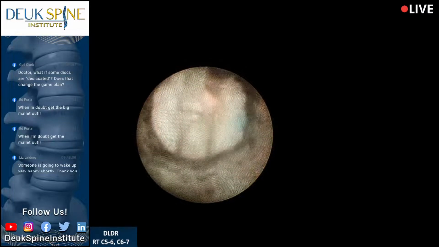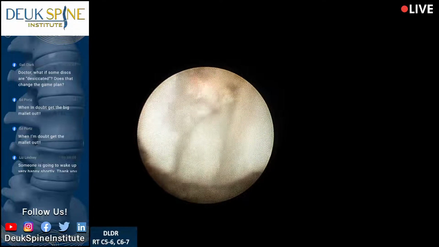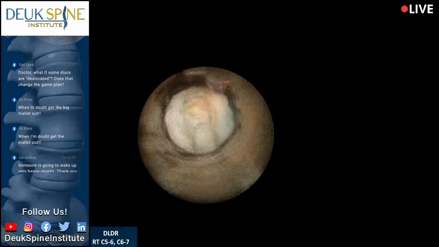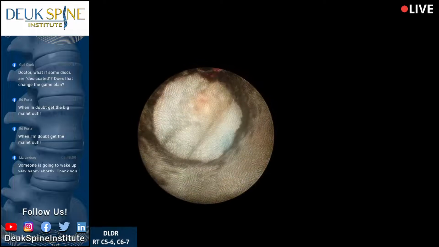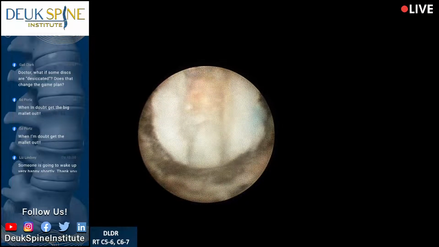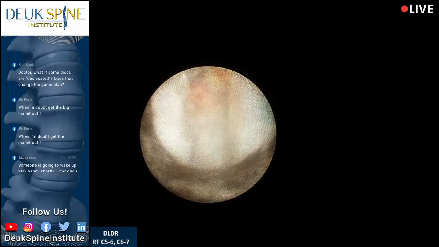All right, what we're seeing, not just the herniation here, but you can see the end plates of C6 and C7. That end plate there is probably C7, and the end plate up there is C6. And this is the space between the vertebral bodies at the back of the disc where the herniation is.